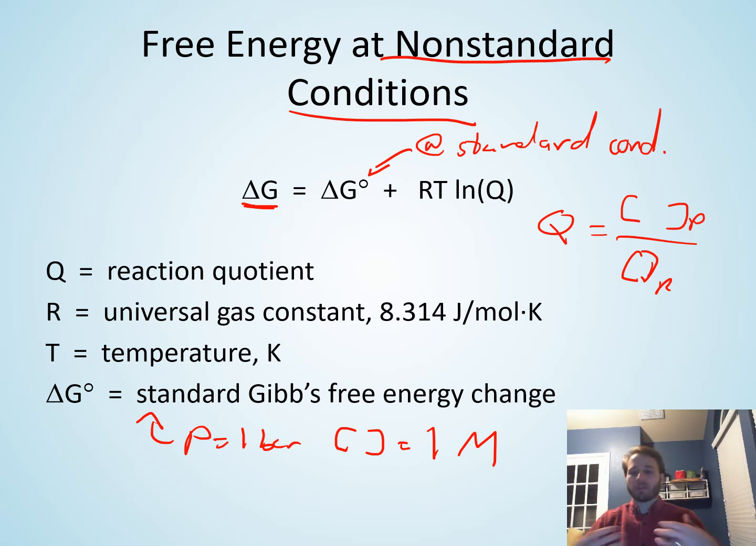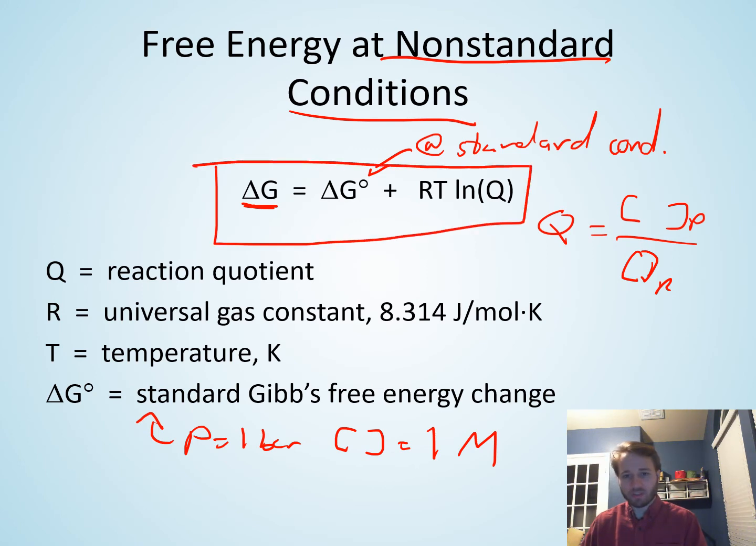That's why we talk about standard free energy changes, because we relate all our other non-standard free energy changes to the standard value using this equation. The change in free energy under non-standard conditions is equal to your standard state free energy change plus RT times the natural log of Q, where Q is the concentration of products divided by the concentration of reactants raised to their stoichiometric coefficients.